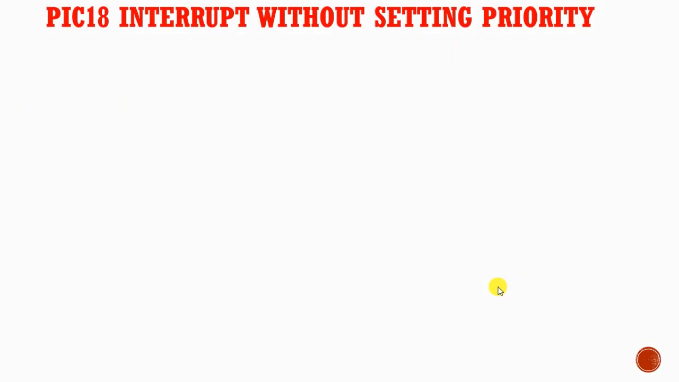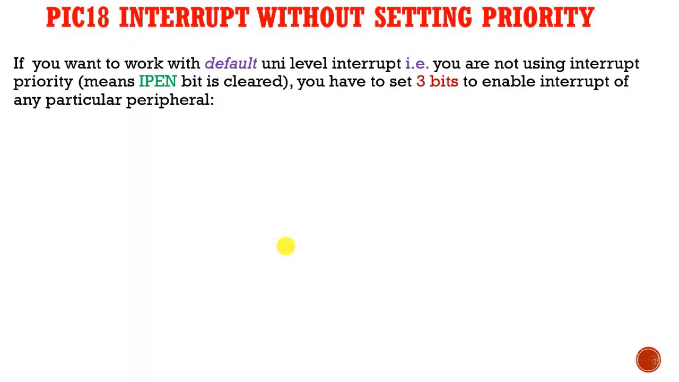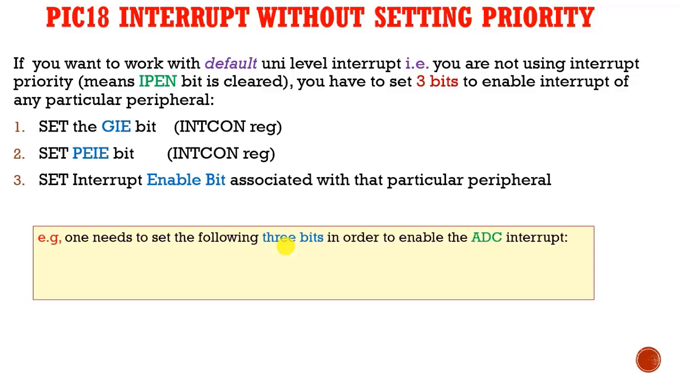This thing is again explained over here. If IPEN is set, then the two-level interrupt priority system is used. If IPEN is cleared, then the default single-level interrupt system is used. So that's again the same thing that we are repeating over here. You can see an example to enable the ADC interrupt: the GIE bit, PEIE bit, and ADIE bit for enabling the interrupt of the ADC at high priority without using IPEN. So that means we are using IPEN equal to 0 over here.